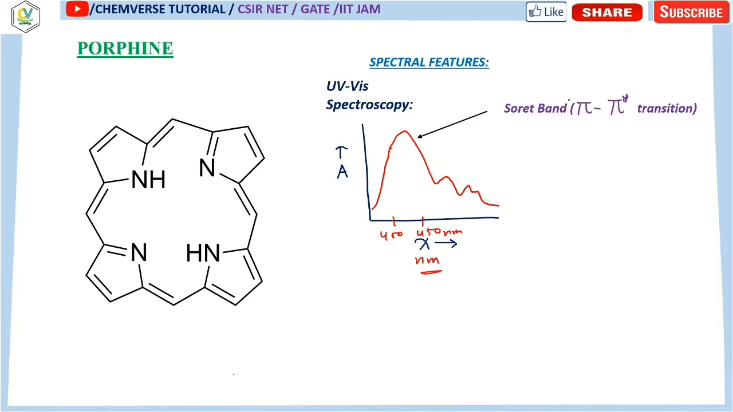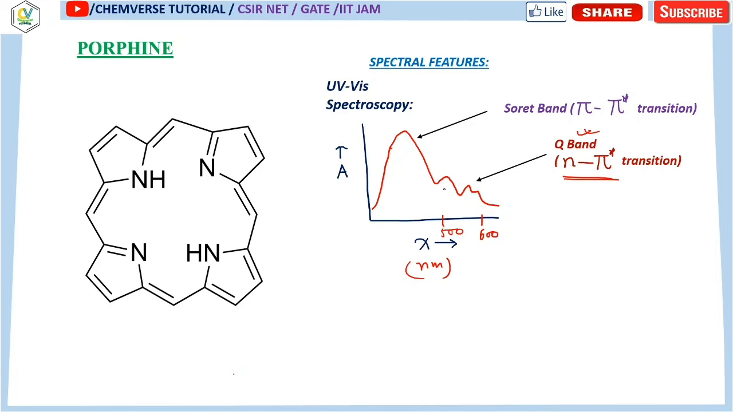So the Soret band arises due to the transition from pi to pi star, which is basically this band. And there are other peaks we can obtain over here in the region between 500 to 600 nanometer. This arises due to the n to pi star transition, and it is also called the Q band or Q branch. This Soret band is also termed the B band or B branch.